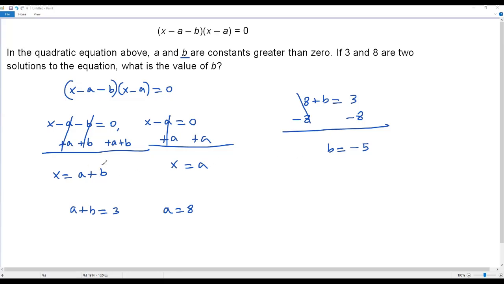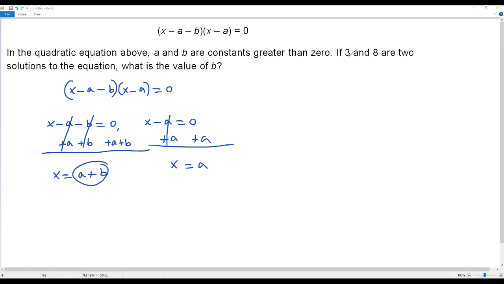Here I took the first solution a + b for the first solution we have in the question. So now we have to switch the solutions. Let me erase the work I have done over here. Initially I considered the first solution a + b for the first solution 3 in the given equation. But when I do so, I got a negative value for b, which does not satisfy the condition we have in the question.